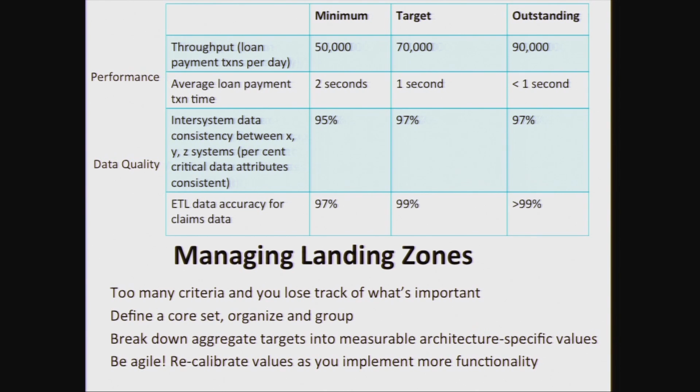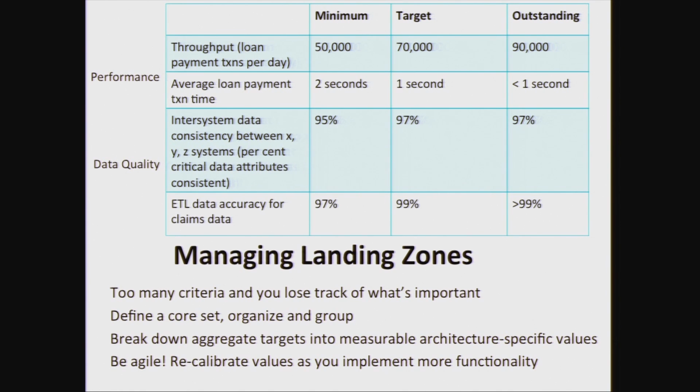There's loan payments and the transaction time and the consistency between, I can't name what these systems were, but they were certain critical attributes that had to be propagated based on certain transactions, and claim data accuracy. And these numbers were based pretty much on the minimum values, because this was a system replacing the old system. It had to be a little better than the old system, or why are we doing it, right? But the targets were based on things that we would come up with through prototyping or those sorts of activities.